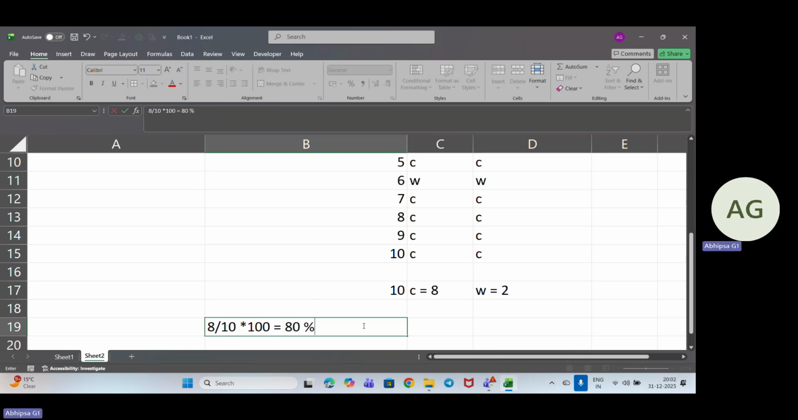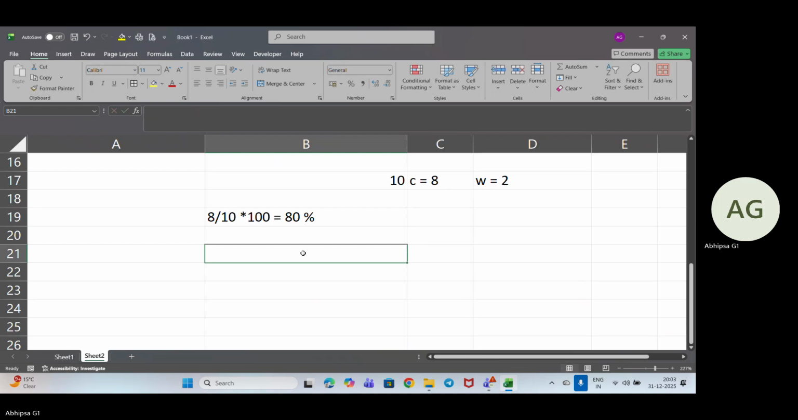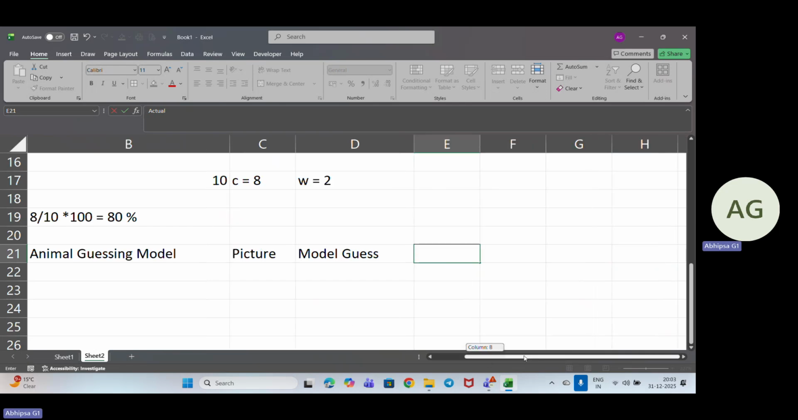Now suppose I am going for an animal guessing model. Suppose we have the picture, next we have the model guess, next we have the actual, and then whether it is correct or not.